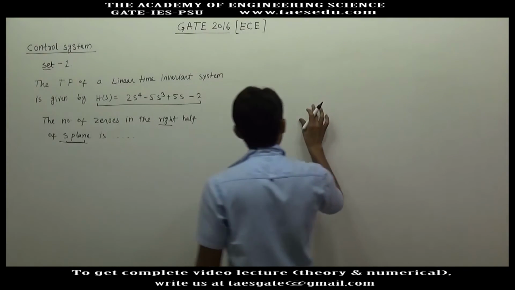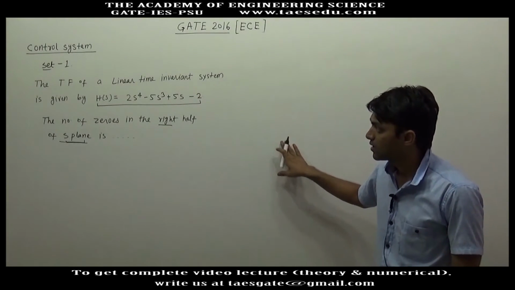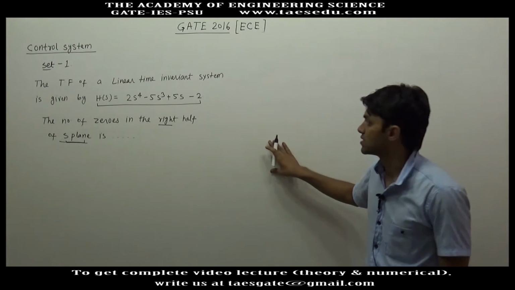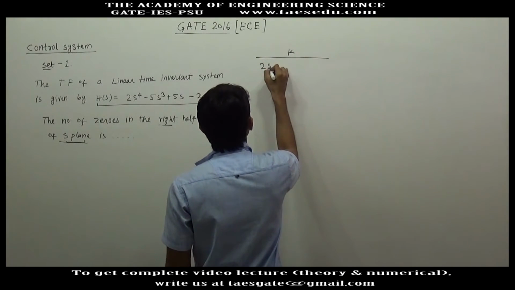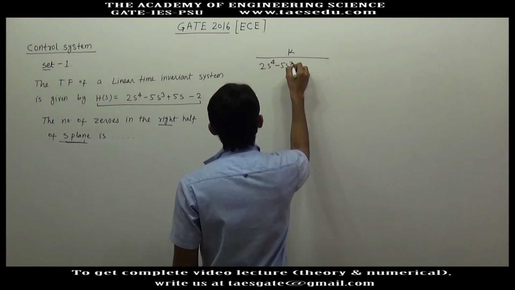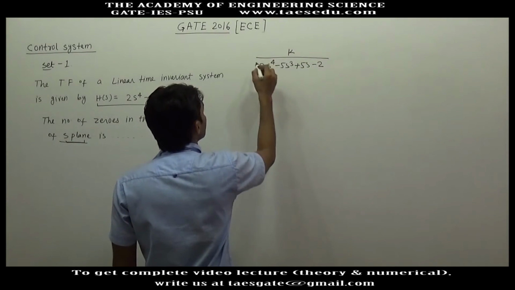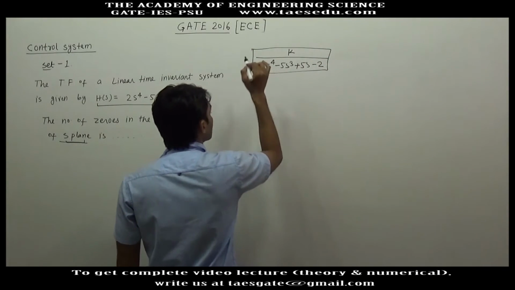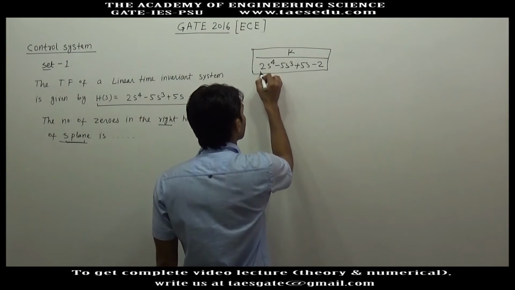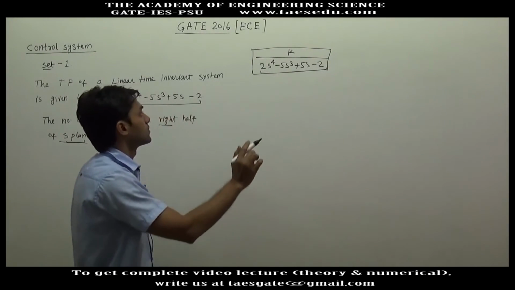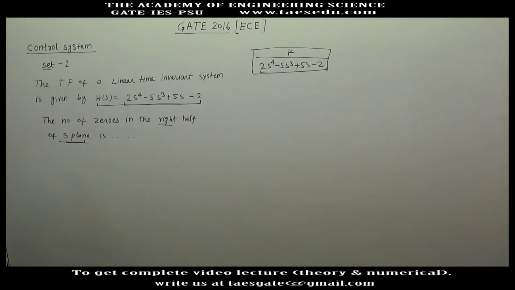So in Routh-Hurwitz, what we do is check the stability of a system by checking the number of right half poles of the system. Let's say the equation is k divided by 2s4 minus 5s cube plus 5s minus 2. Let's say this is a closed loop transfer function of a system. So how do we check the stability of this system? We make a Routh-Hurwitz table for this characteristic equation. So the same characteristic equation is given here.